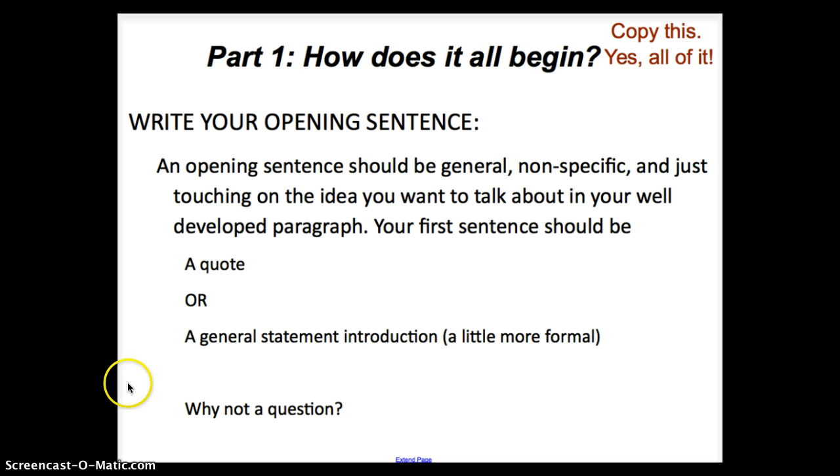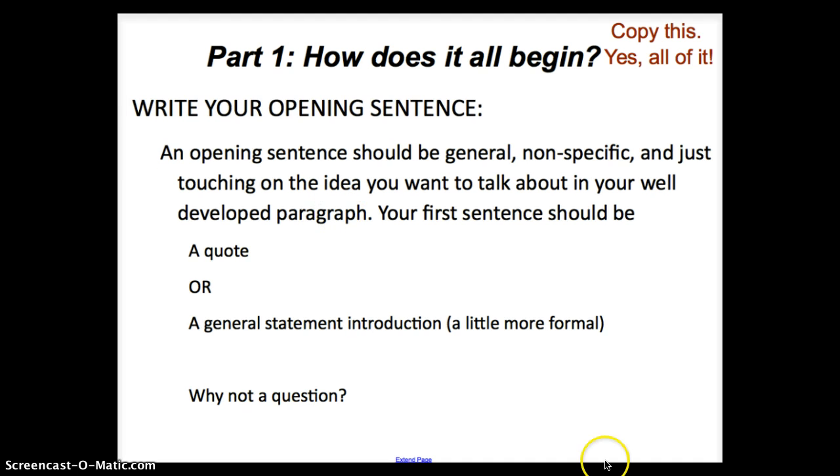Here's where it all begins. You are going to write your opening sentence. An opening sentence should be general, non-specific, which means it should not have an argument in it. It shouldn't give us a detail. It shouldn't already be an example. It should just touch on the ideas you want to talk about in your paragraph. It should be like your hi, hello, this is what I'm about to talk about.